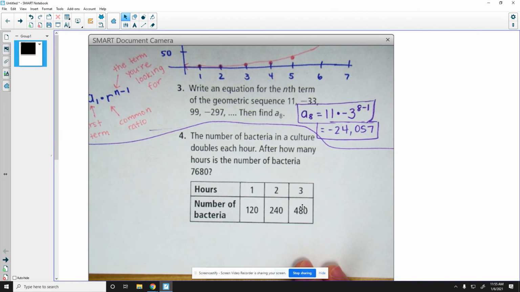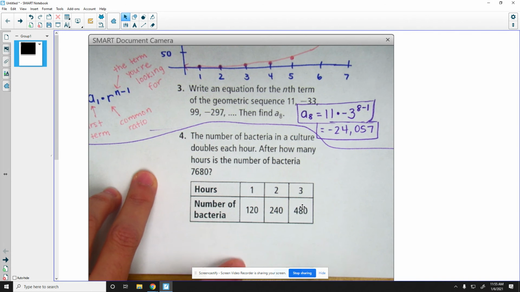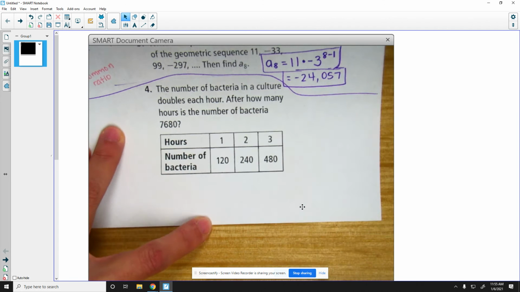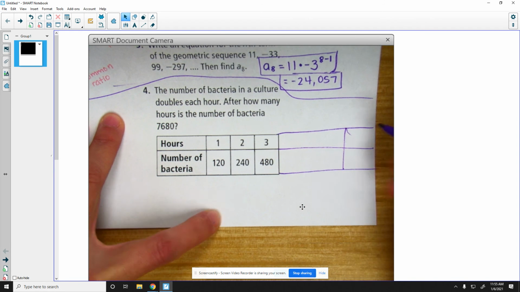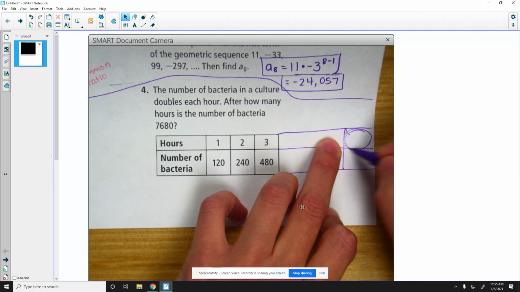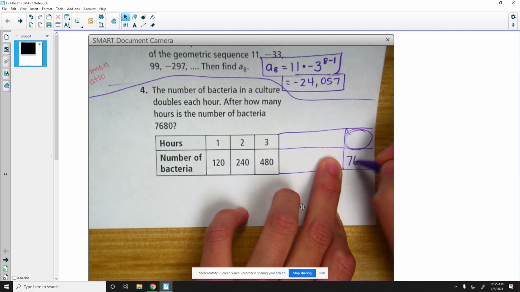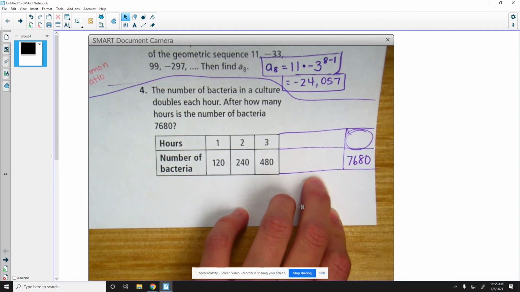The number of bacteria in a culture doubles each hour. After how many hours is the number of bacteria 7,680? So basically they're saying, if I were to extend this chart, which hour would give me the answer of 7,680?